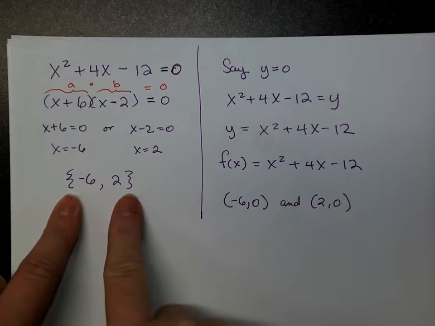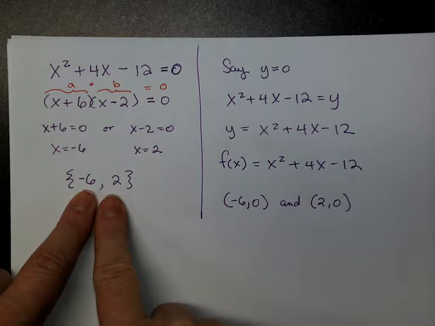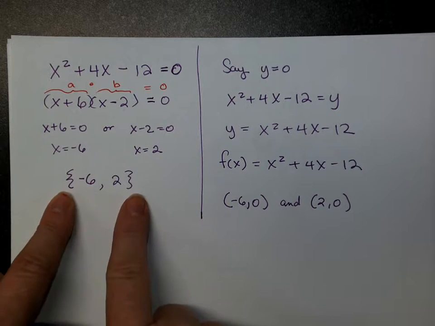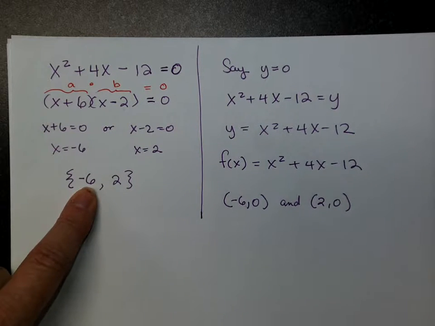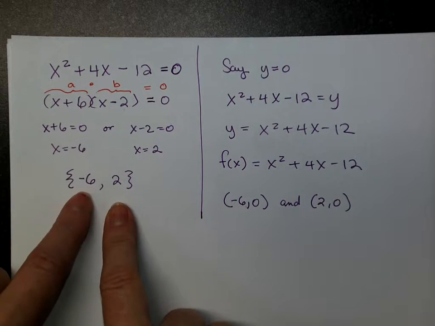So this is set notation saying this is just a list of the x's. Okay, set notation means a list. This is not an ordered pair. -6, 2 is not on this graph. Just we got one of our x's is -6 and the other x is 2.